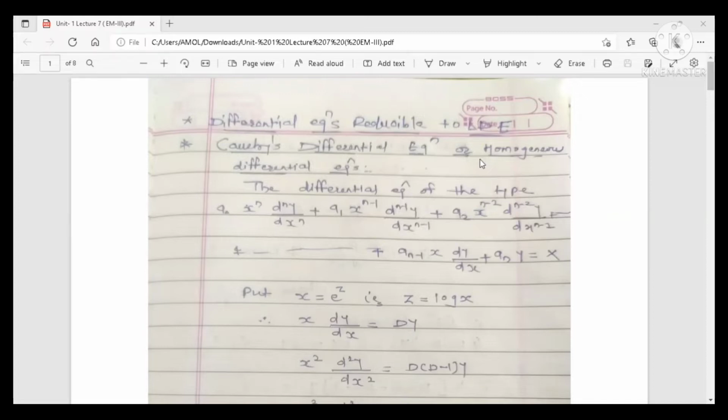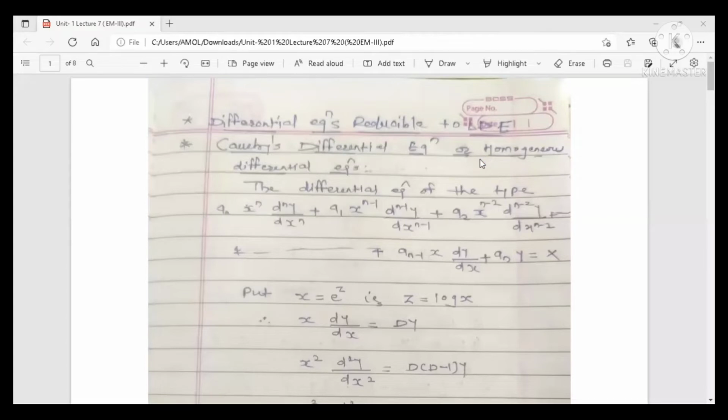Now, what is that Cauchy's differential equation? The differential equation of the type a naught x raised to n into d^n y by dx^n plus a1 x raised to n minus 1 into d^(n-1) y by dx^(n-1) plus a2 x raised to n minus 2 into d^(n-2) y by dx^(n-2) plus, also up to an y, is equal to X.